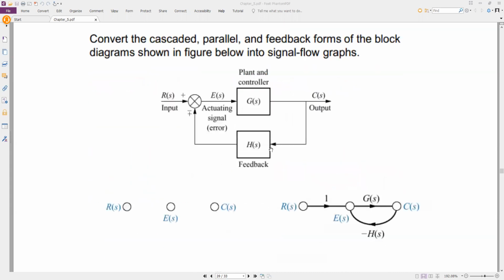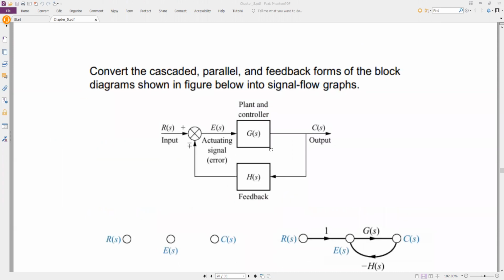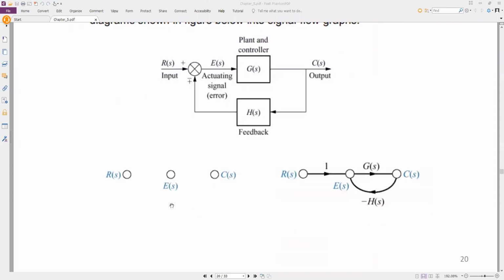And convert the cascaded, parallel and feedback forms of the block diagram shown in the figure below into a signal flow graph. So it is also the same, not a difficult one. First of all, you need to find out how many signals there are, and put the nodes according to the requirement. Yeah, and that's just done. If there is nothing to consider, then the value would be 1.